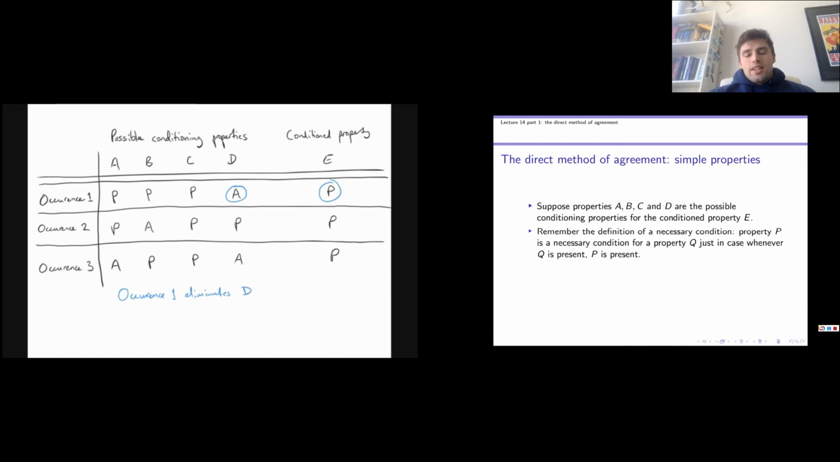In exactly the same way, occurrence 2 tells us that B cannot be a necessary condition for E. If B were a necessary condition for E, then by definition of necessary condition, whenever E is present, B is present. But in occurrence 2, E is present and B is absent. So occurrence 2 eliminates B from our possible list of necessary conditions.